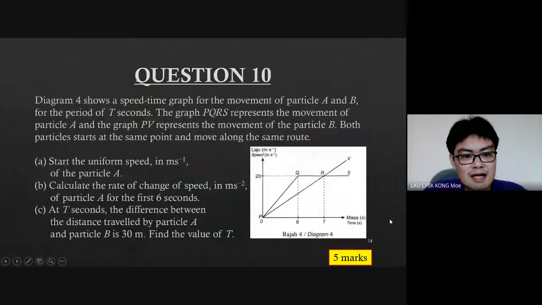And the last question is talking about the graph of motion. This question is about the speed-time graph.